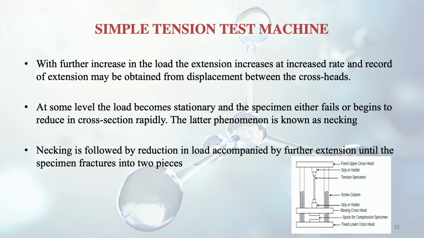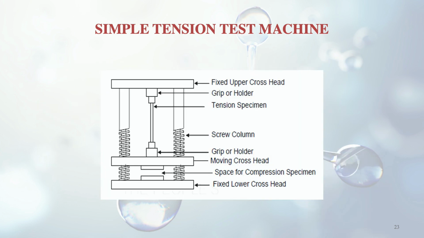So this phenomenon is known as necking. Necking is followed by a reduction in load accompanied by further extension until the specimen fractures into two pieces. So here is the simple tension test machine. Now I will explain it to you.